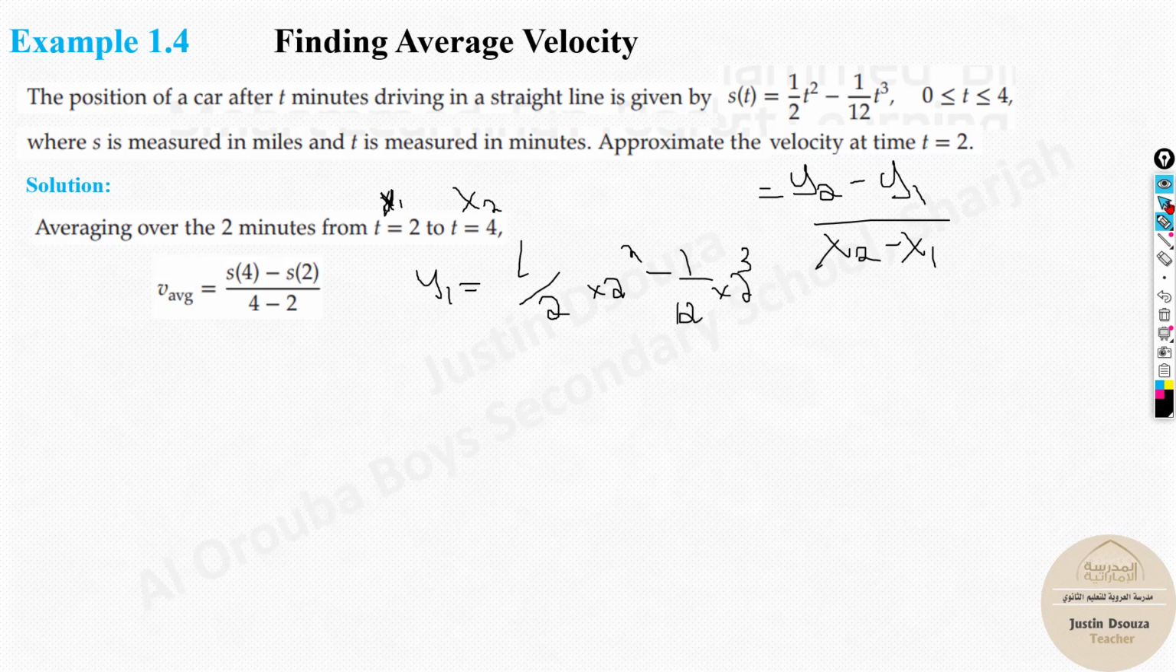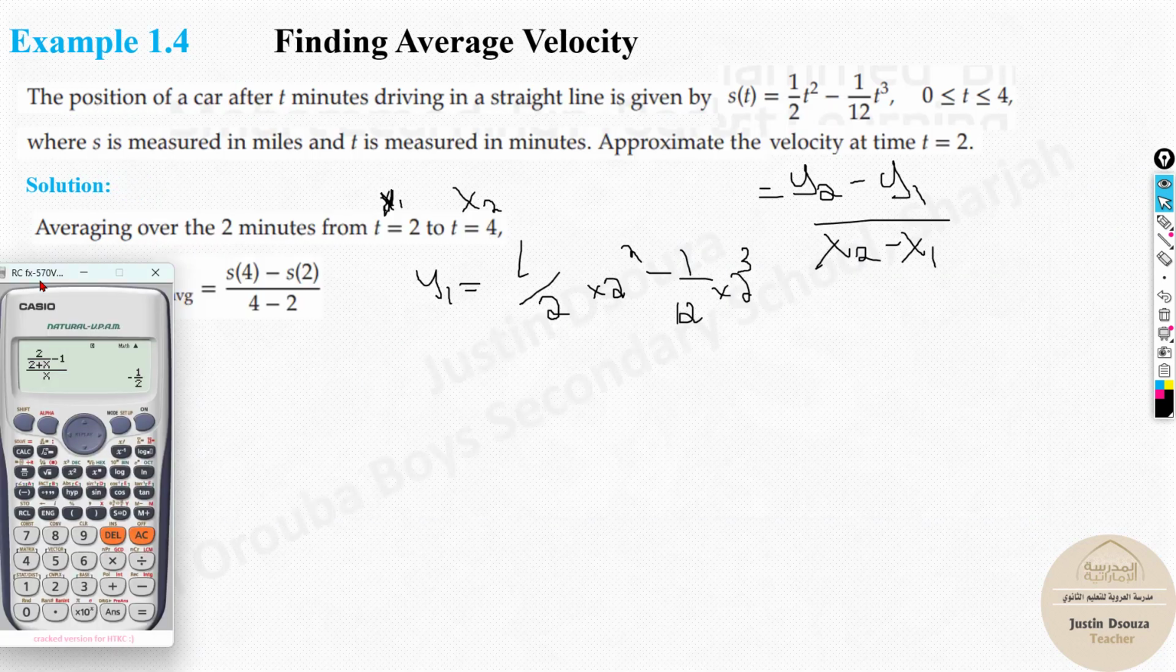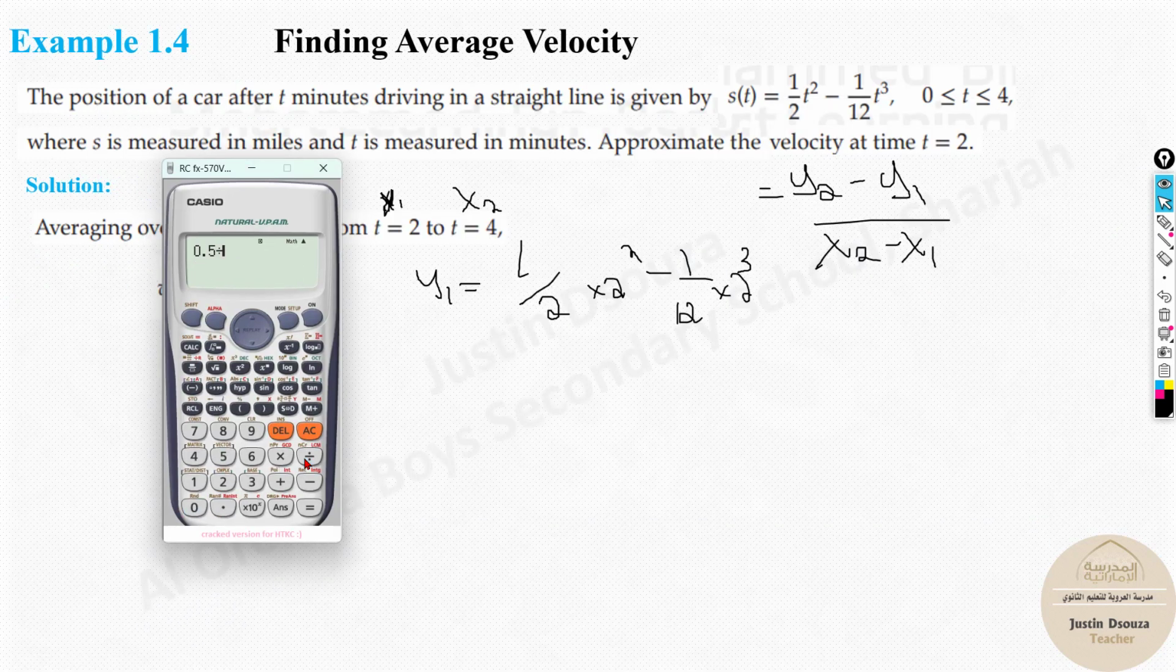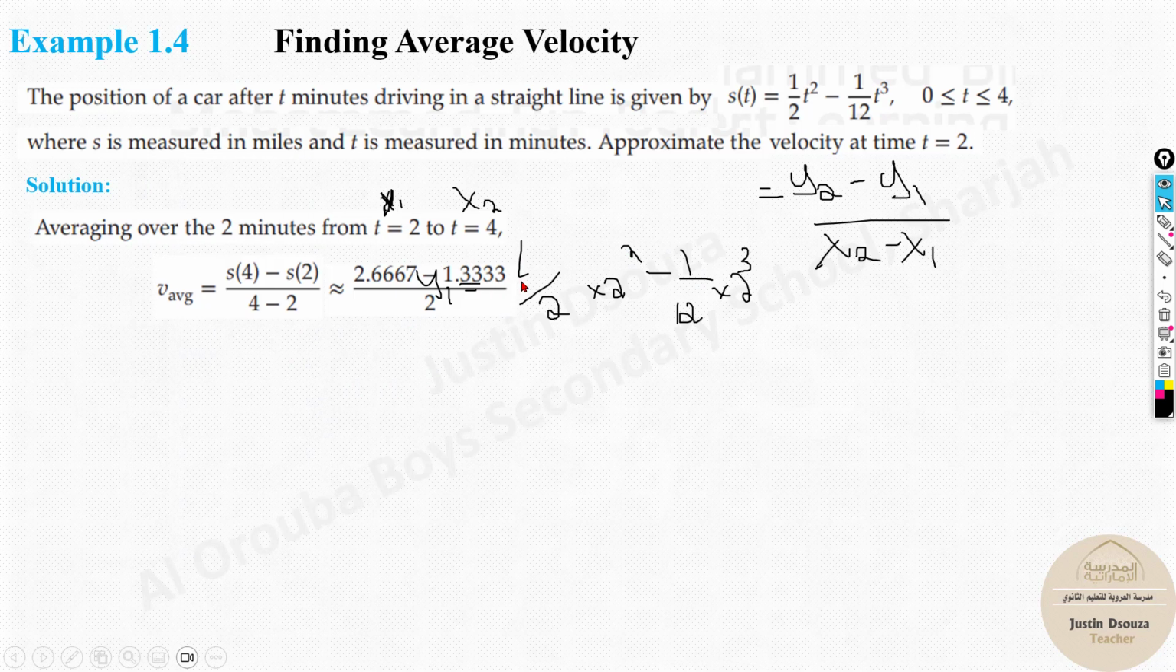Okay, you can just put this in the calculator, you will get the answer. Let's put it. Half is 0.5 into 2 square is 4 minus 1 by 12 into 2 cube is 8. Now the answer is 4 by 3. Okay, that's 1.333 over here. This is y1.